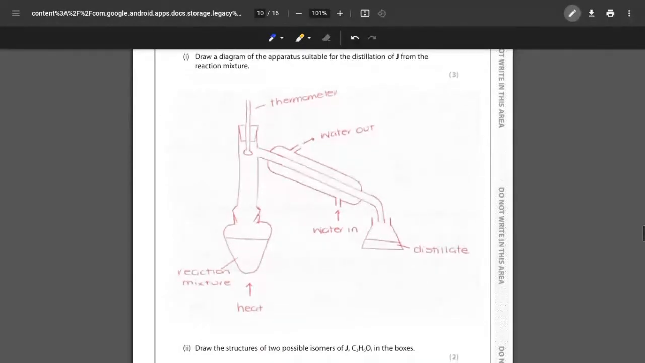Now, I've pre-drawn this purely because it's much easier for me to draw on a piece of paper than it is to try and draw on my screen electronically here. But I just want to point out a couple of key things here.